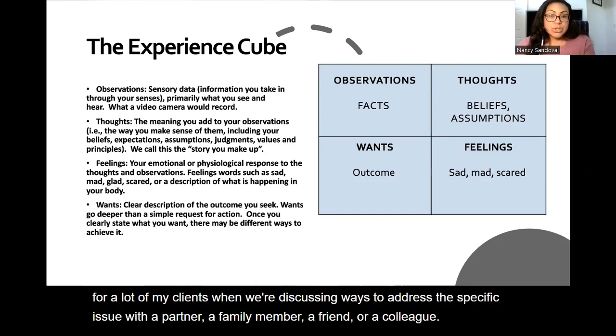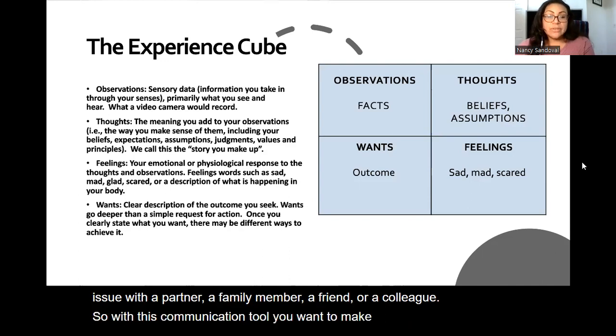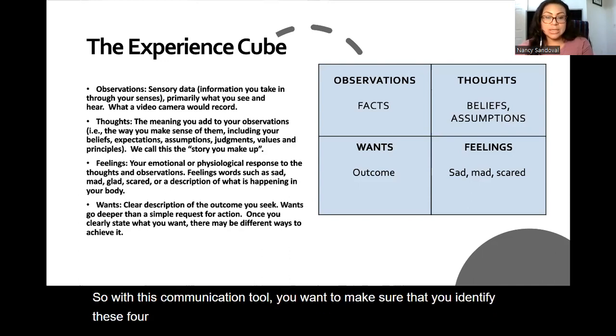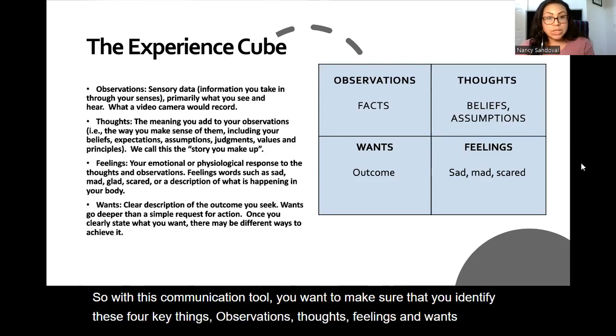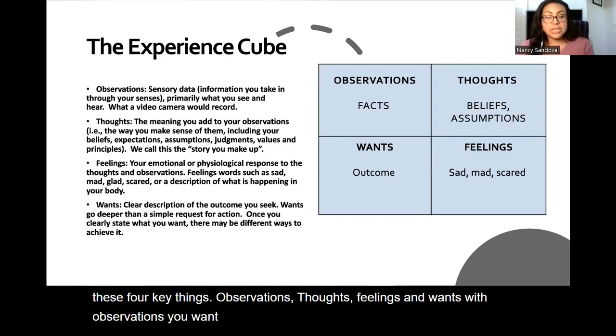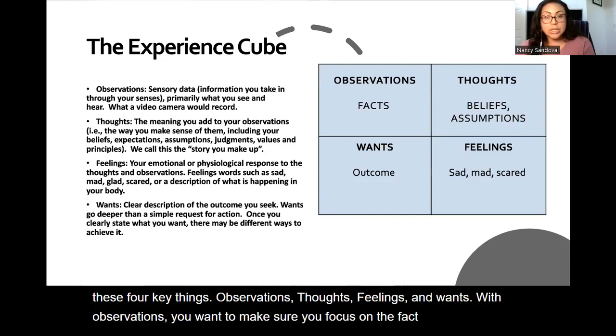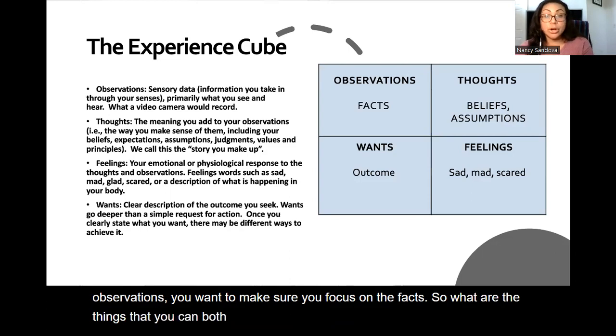So with this communication tool, you want to make sure that you identify these four key things: observations, thoughts, feelings, and wants. With observations, you want to make sure you focus on the facts. So what are the things that you can both agree on occurred?